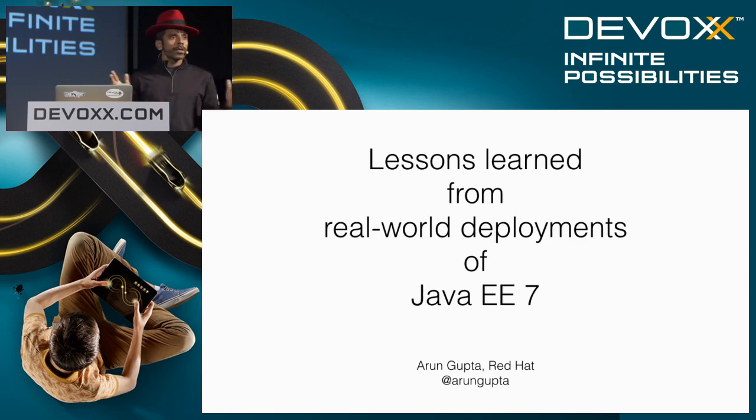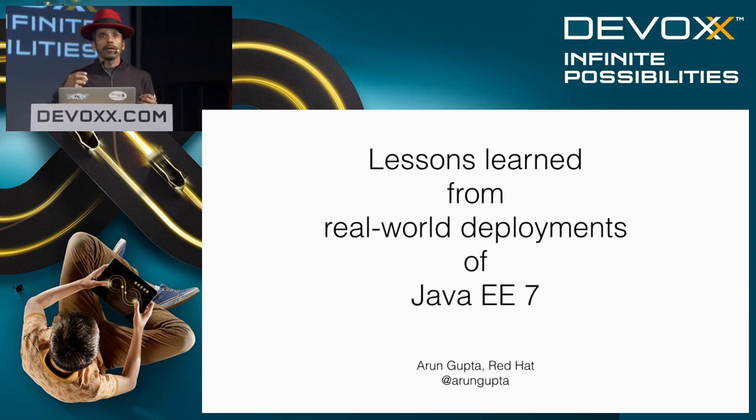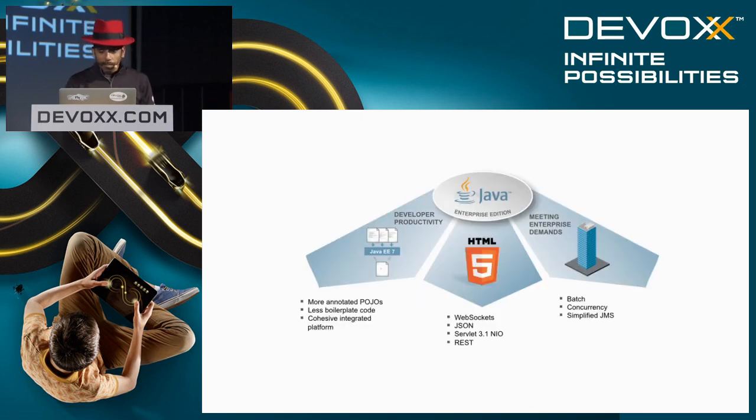I've been working with several customers who have been using Java EE 7 in deployments. So I picked three very characteristic deployments on how they're using Java EE 7, particularly how they're using the new technologies, and these are the lessons learned from that. Why they're using it, design patterns and anti-patterns. So you'll hopefully learn something from it.